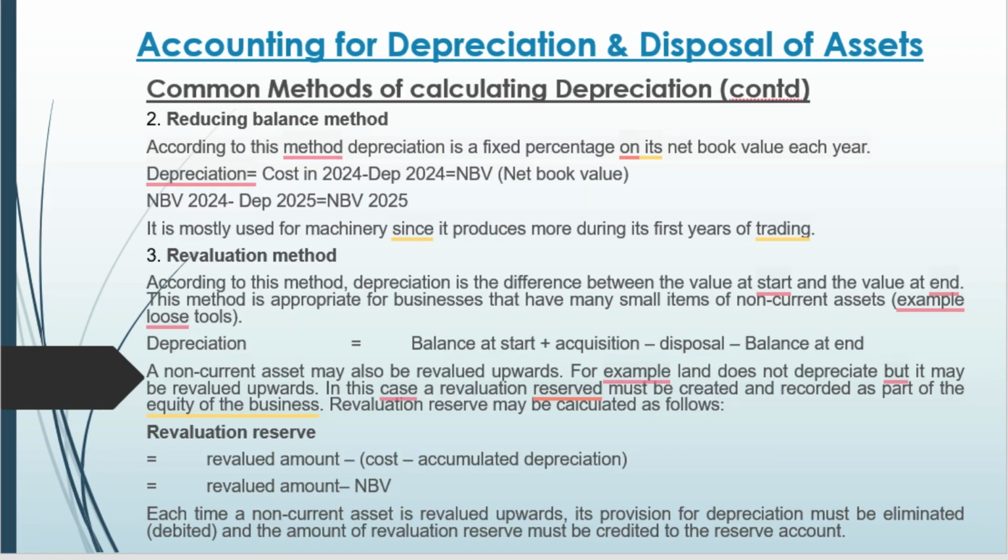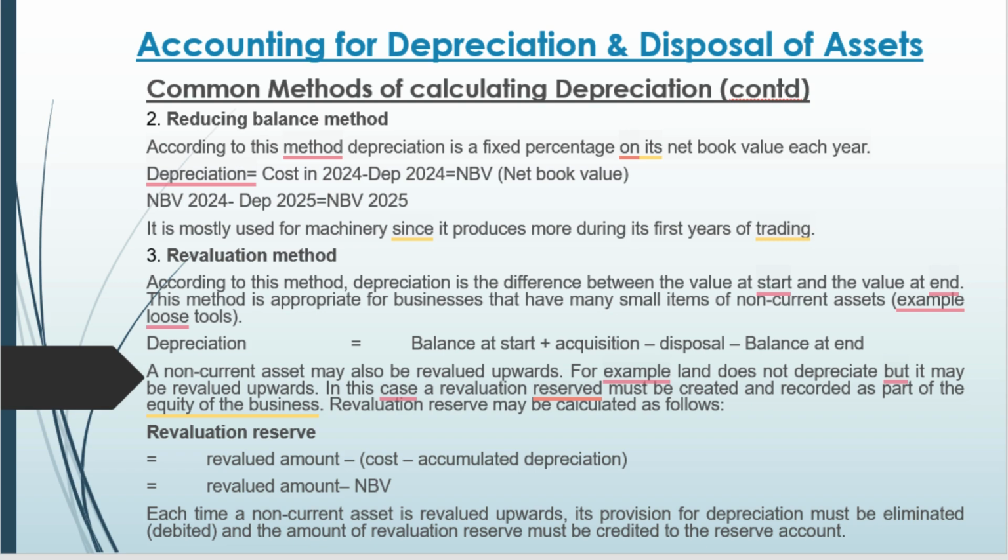2. Reducing balance method. According to this method, depreciation is a fixed percentage on its net book value each year. Depreciation equals cost in 2024, DEP 2024 equals NBV, net book value. NBV 2024 - DEP 2025 equals NBV 2025. It is mostly used for machinery, since it produces more during its first years of trading.